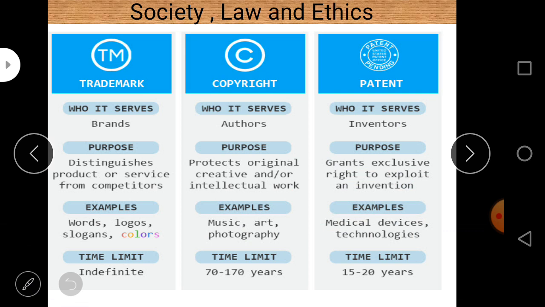And time limit. The time limit for trademark is basically not defined. It is unlimited or indefinite, and copyright is about 70 to 170 years, and patent is 15 to 20 years. Generally, it is 17 years.